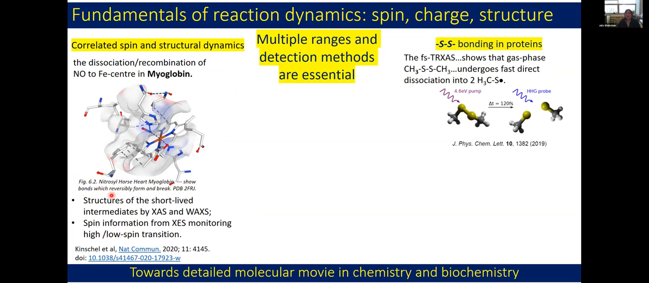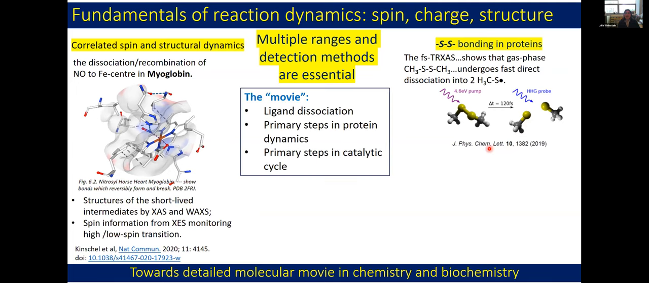So what else can we look at? We can look at, for example, disulfide bonding in proteins. And this is some really very interesting work, which was showing dissociation of the disulfide bond. And what would be really nice is to transfer this work directly into proteins and look at disulfide bond formation and breaking. So the movie part we're looking at here is ligand dissociation as in NO myoglobin, primary steps in protein dynamics, and primary steps in the catalytic cycle.